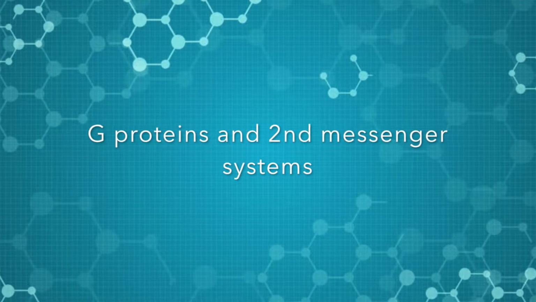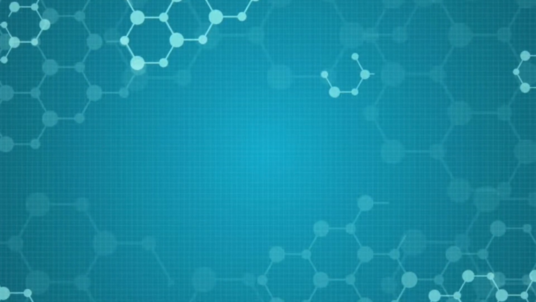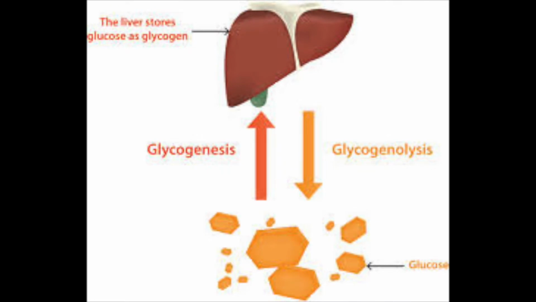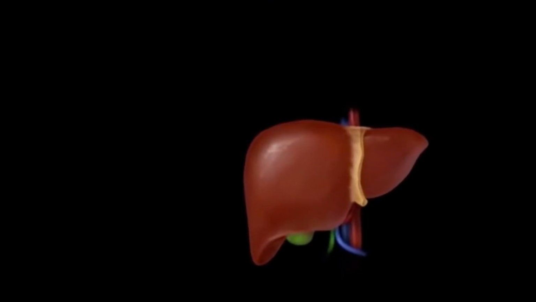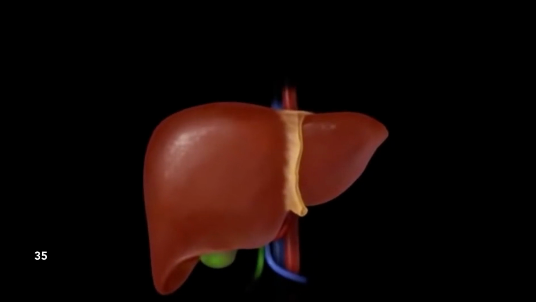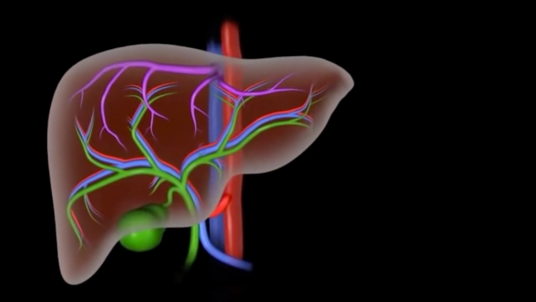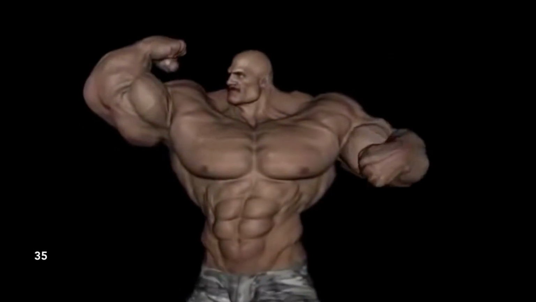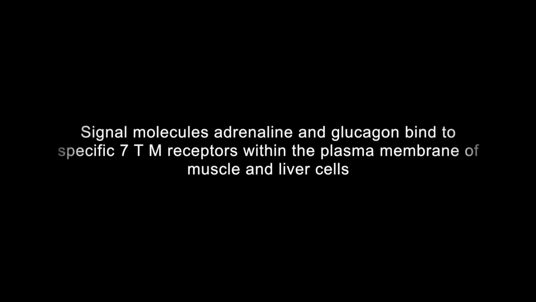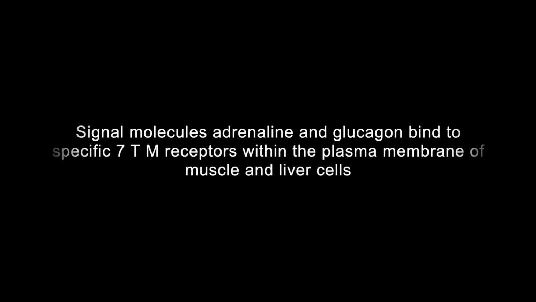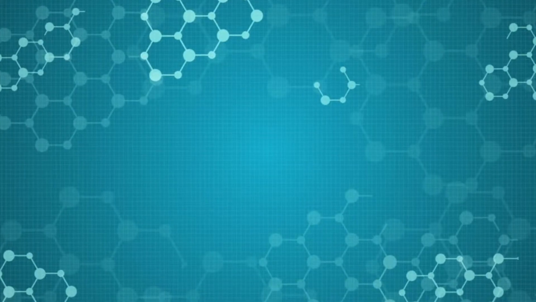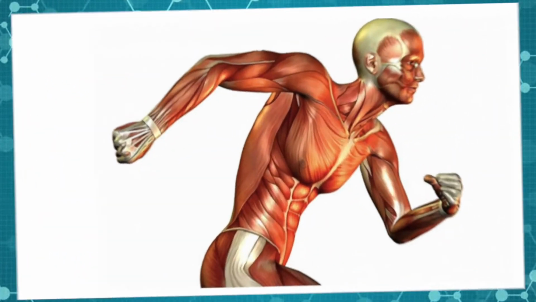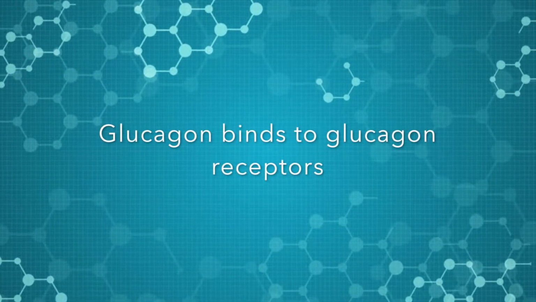These receptors are linked to G proteins and second messenger systems which carry out the intracellular effects such as breakdown of glycogen for glucose. An important physiological response is the stimulation of the liver to break down glycogen into glucose, a process termed glycogenolysis. This provides a rapid energy source to the muscles and brain, allowing for quick decision-making and peak physical performance. The signal molecules, adrenaline and glucagon, bind to specific 7TM receptors within the plasma membrane of muscle and liver cells. Here, adrenaline binds to beta-adrenergic receptors in muscle, whereas glucagon binds to glucagon receptors.